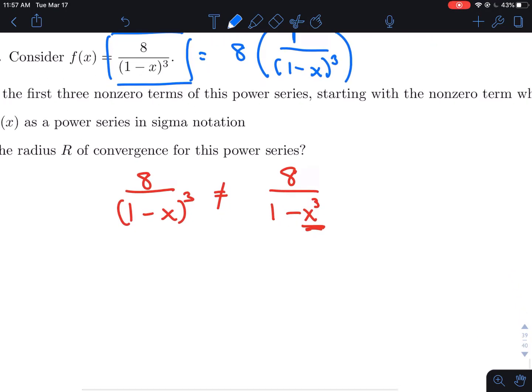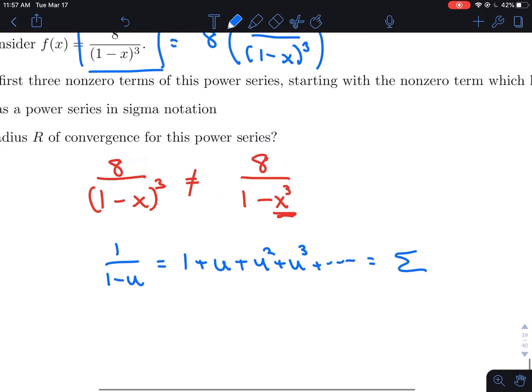So let's start with 1 over 1 minus u. I'm going to carry around all three pieces. I'm going to carry around the expanded form, which is 1 plus u plus u squared plus u cubed. That's probably enough there. I'm also going to carry around the sum from n equals 0 to infinity of u to the n. And now I'm going to take derivatives with respect to u here.